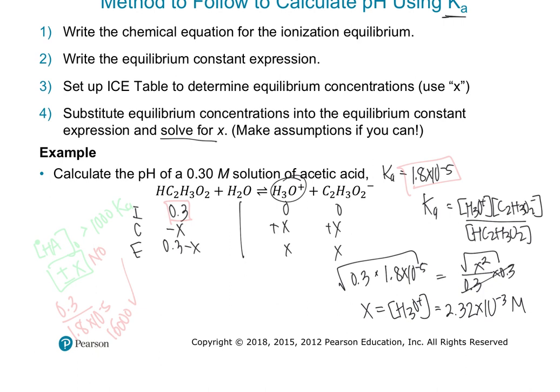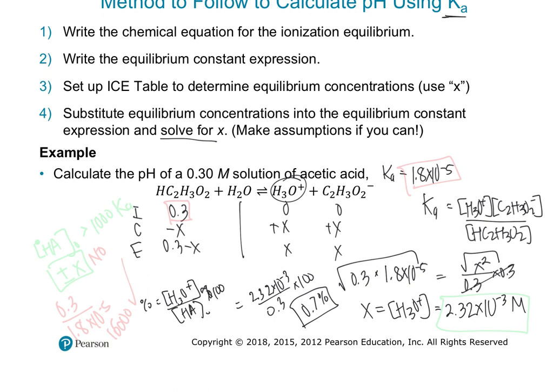So now let's check. Remember my hydronium percent ionization equals hydronium divided by initial acid times 100. So I'll do 2.32 times 10 to the negative third divided by 0.3 times 100. And I get 0.7%. So yes, that is very small, so I was good to make the approximation. So my ending answer here for hydronium is this.